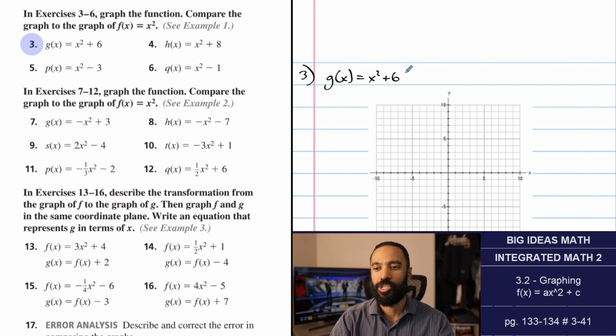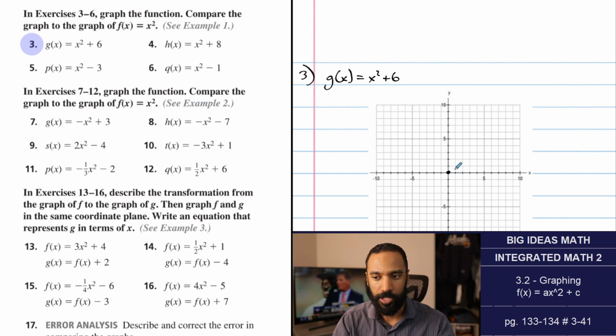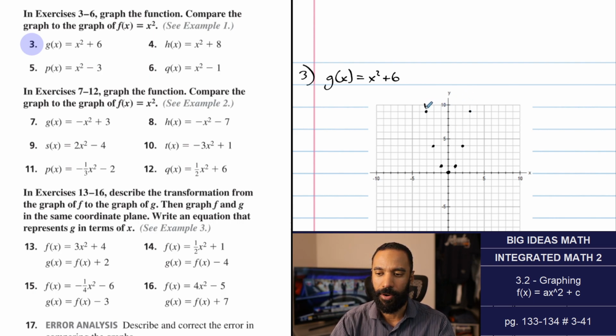So on number 3, we're going to be looking at g of x equals x squared plus 6. So f of x equals x squared, I'm going to go ahead and leave right here. This is at 0, 0. 0 squared is 0. 1 squared is 1. 2 squared is 4. 3 squared is 9. And if you reflect across the axis of symmetry, we go 1 unit away, 2 units away, 3 units away from that axis at the same height as before.